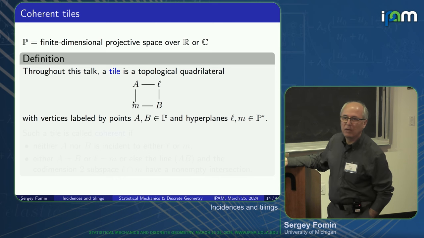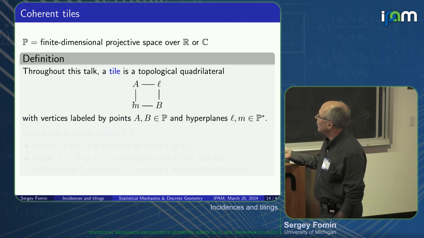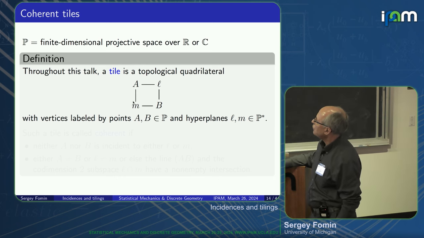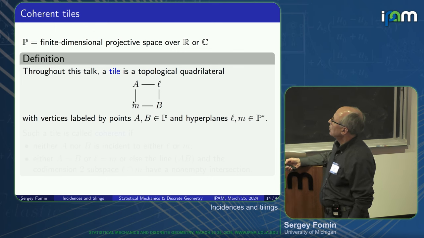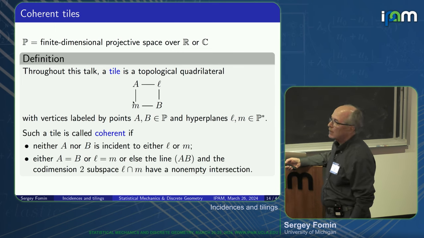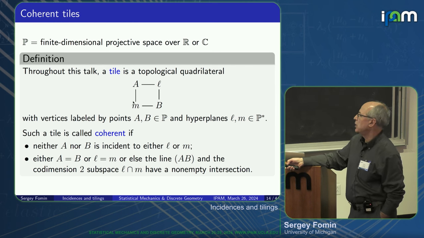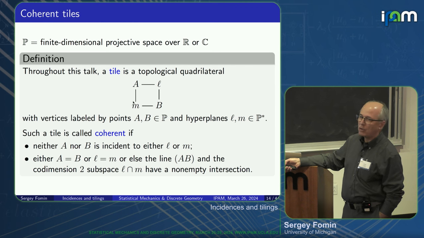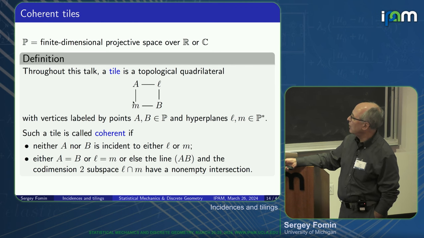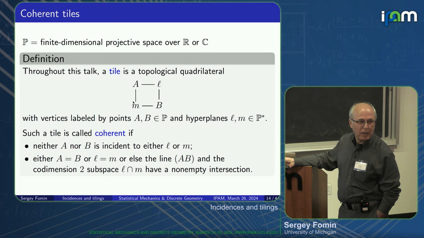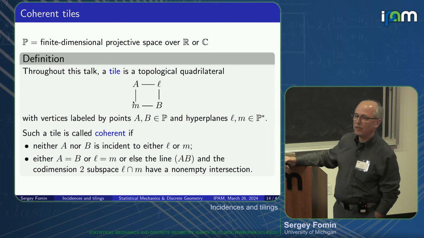So a hyperplane is a point in the dual space. We call a tile coherent if first a genericity condition is satisfied. Contrary to what you would expect, we don't want this point A to lie on L. In fact, we want it not to lie on L. So we don't want any of these points to lie on any of these lines.